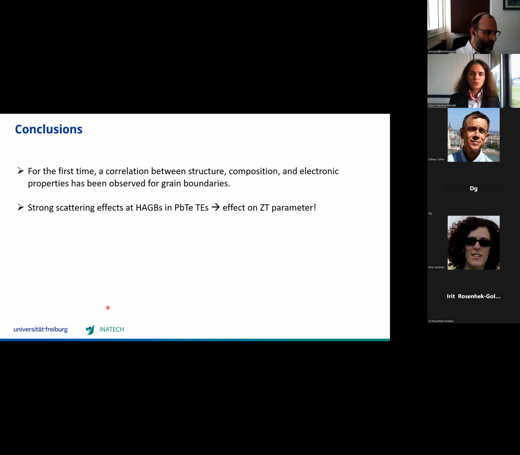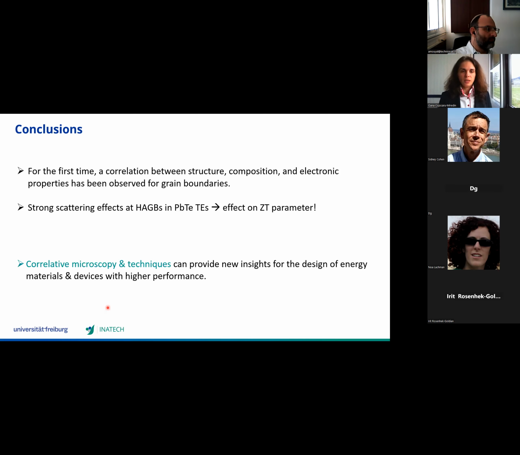I hope you could also observe the strong scattering effects of the high angle grain boundary for the lateral right, and how this affects the ZT parameter. And last but not least, of course, correlative microscopy and techniques can really provide new insight for designing materials and devices, and it's really very essential.